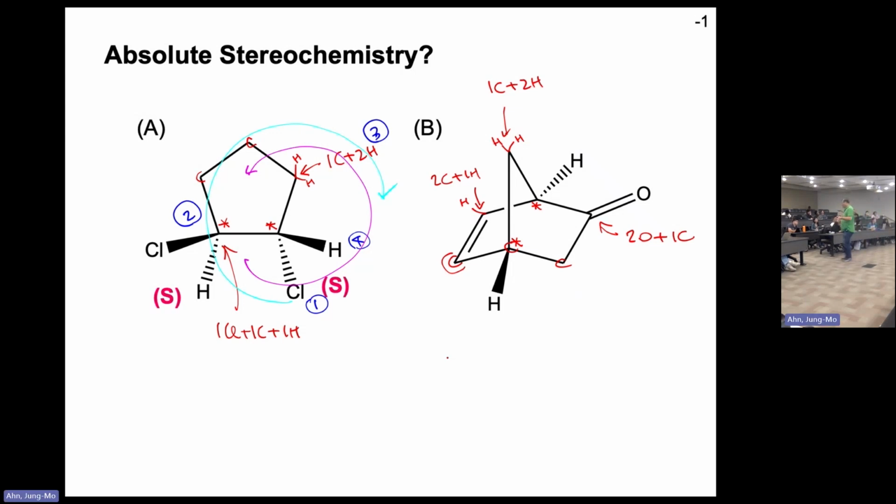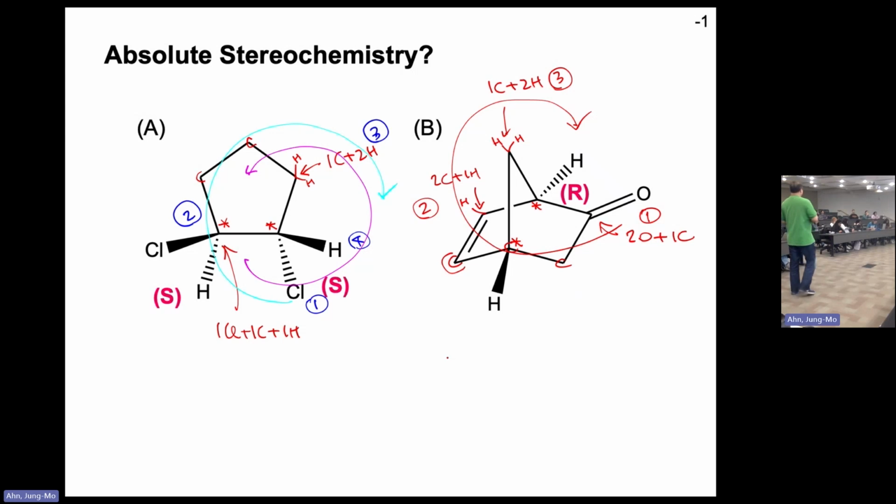Now we need to assign the priority. The one with oxygen is definitely the best, so that gets number one priority. Number two goes here because that has two carbons. Number three comes here, it has only one carbon. Number four is already in the back. So we have 1, 2, 3, and that goes clockwise. Should I rotate it back? No, because it's in the back already. That's why you don't do that when it's not necessary. So that's the R configuration right there.